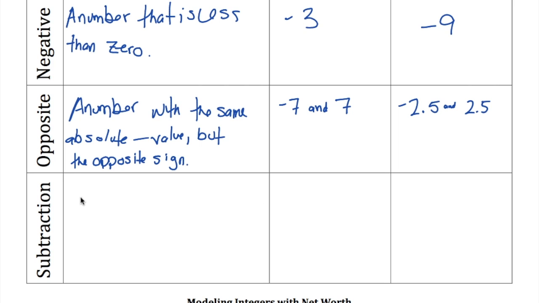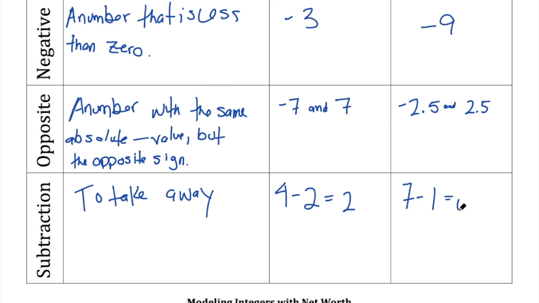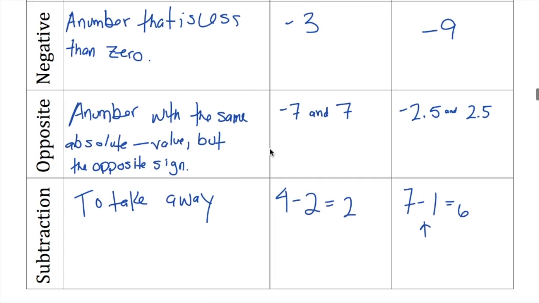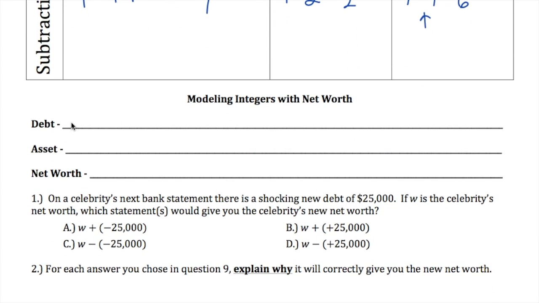The one most familiar to you is probably as a subtraction symbol. It's the first way you interpret that. Subtraction means to take something away. So we can see this in the application of 4 minus 2 to give us 2, or 7 minus 1 to give us 6. But now let's actually go ahead and talk about this in the application of net worth.